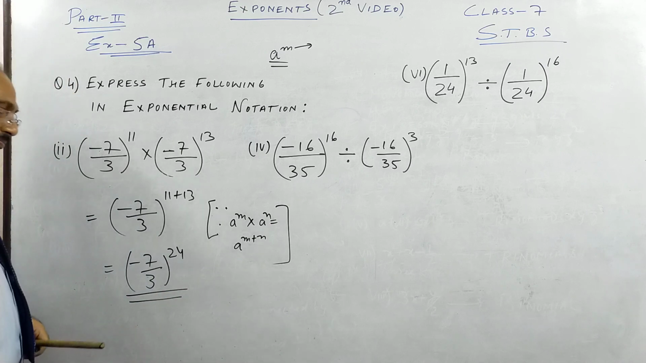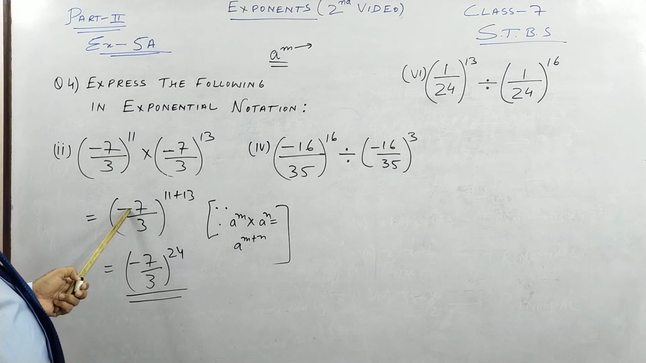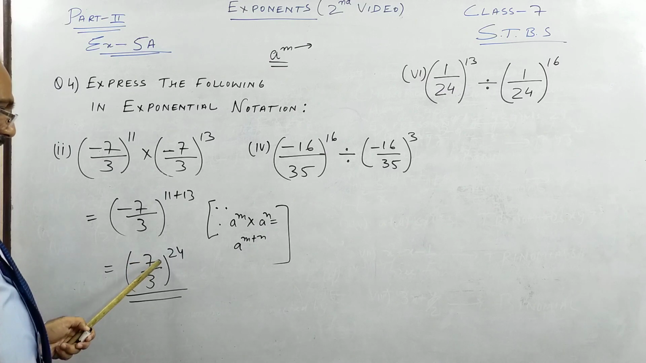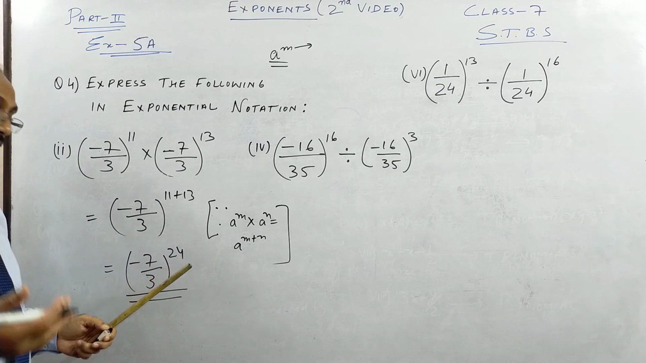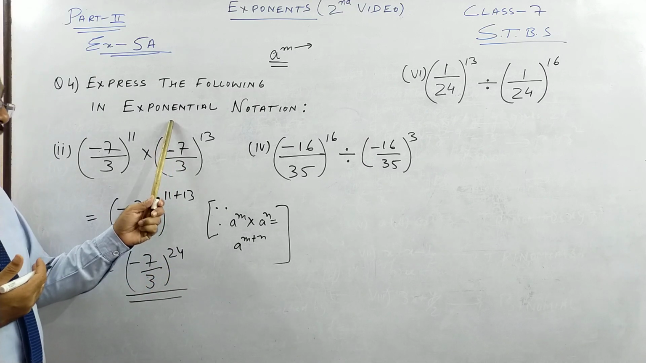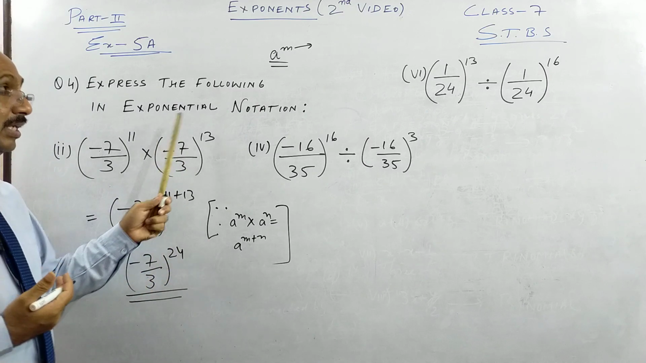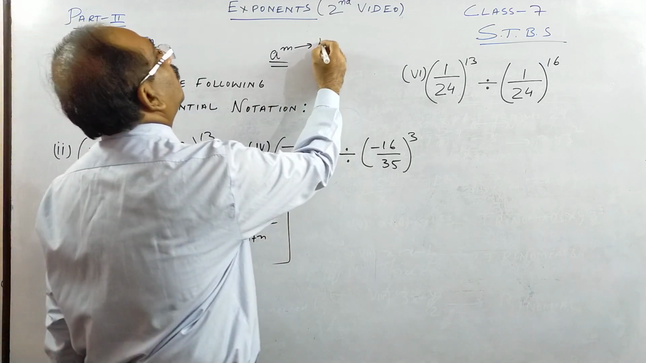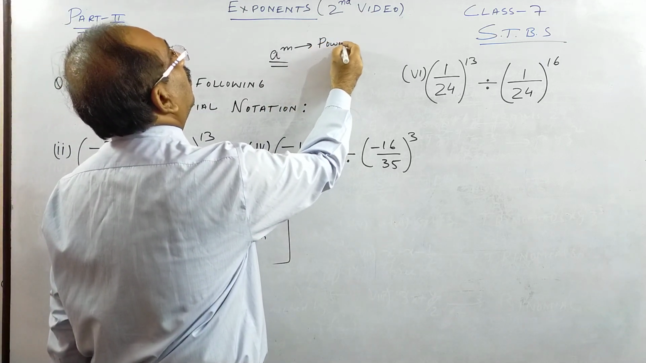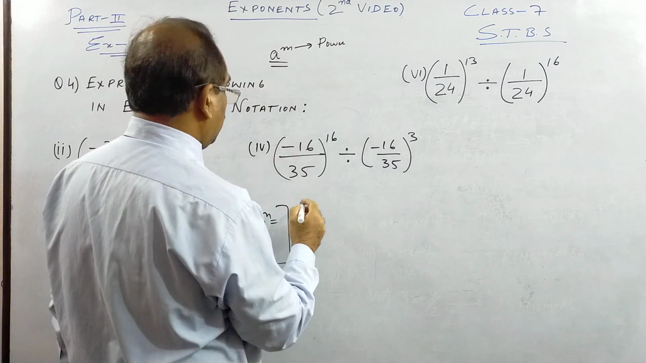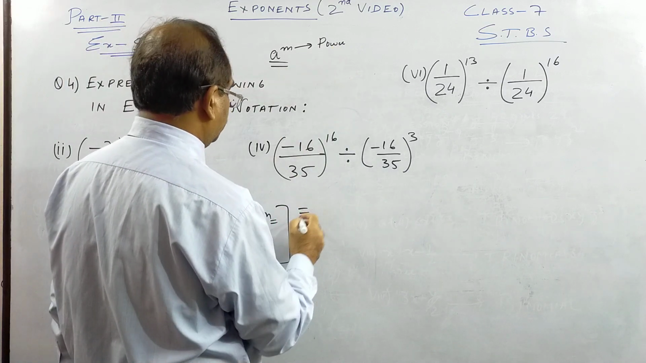So the answer is 24, minus 7 by 3 remains the same. Here you don't expand it to a rational number, it will be a very, very big number. So we'll leave the answer in exponential notation, which means we leave the answer in power. This is called power or index.